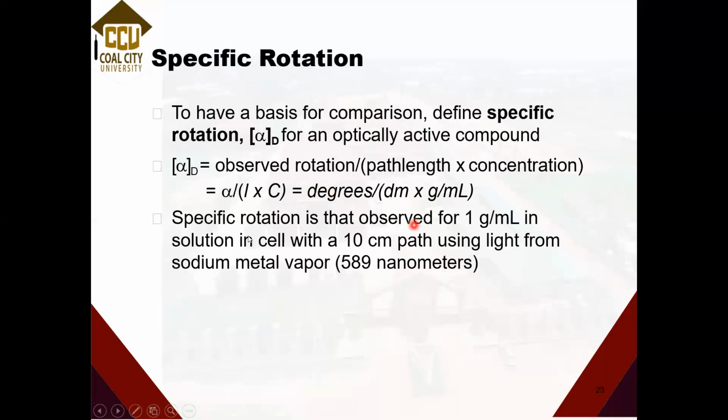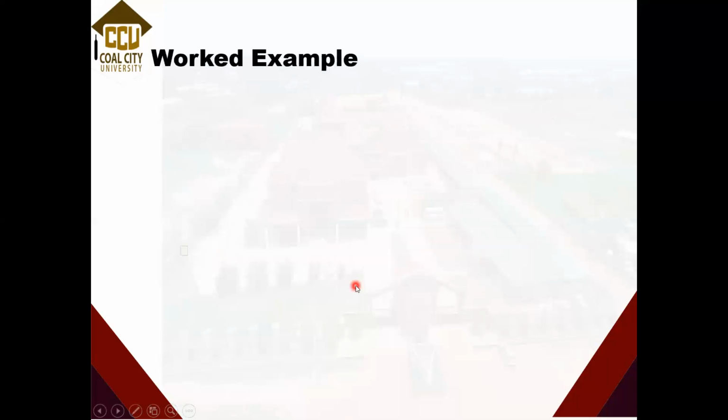So specific rotation is that observed for 1 gram per mL in solution in a cell with a 10 centimeter path using light from sodium metal vapor, which has 589 nanometers. This is just the standard way in which it is measured in the laboratory. We use 1 gram per mL in solution in the cell with a 10 centimeter path length using light from sodium metal vapor. So that's what we use in the laboratory.